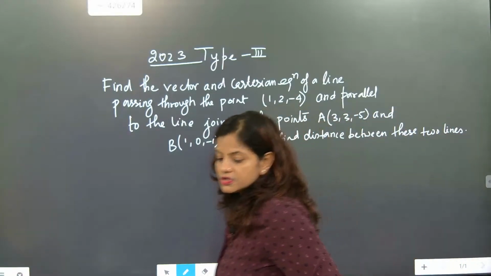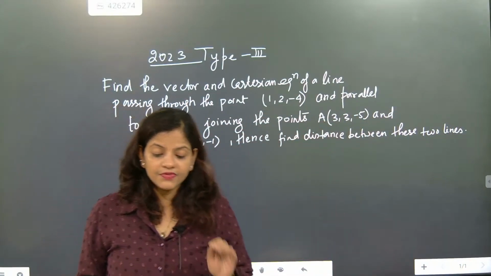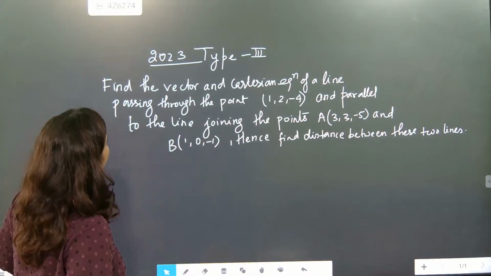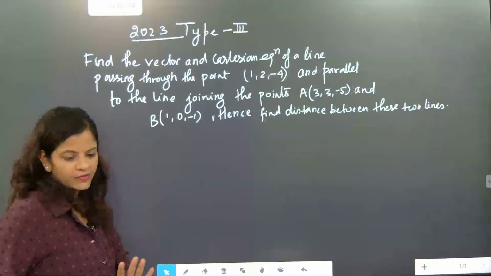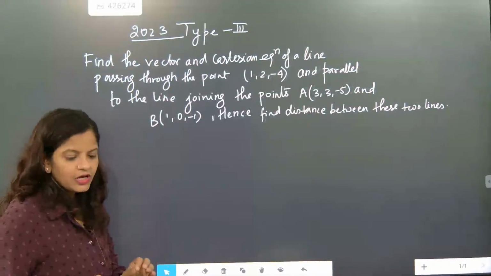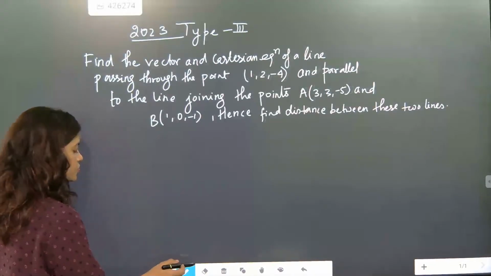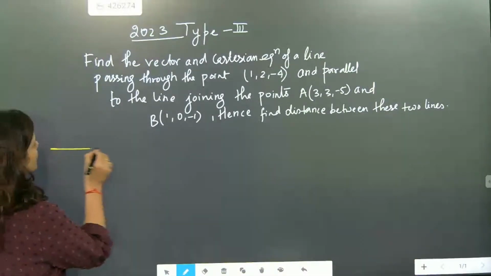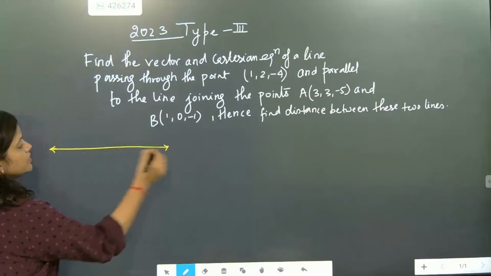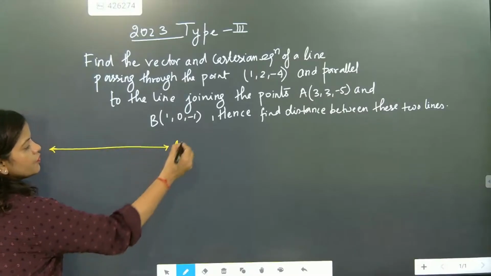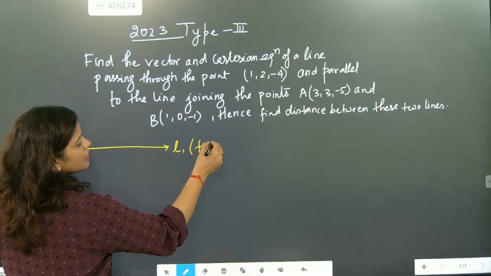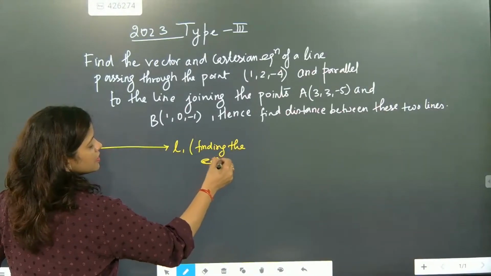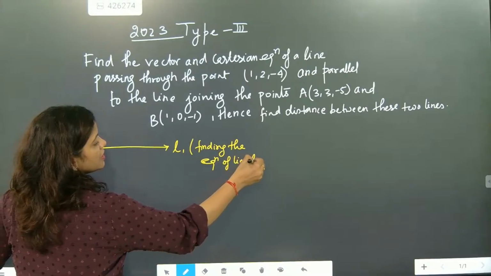Okay, beta. So this is a very important question, and this pattern question is our pattern third. So we are going to understand first one by one what they have given. Take a break, listen carefully, and then solve. So one line is given to you, this line L1, and we have to find the equation of line L1.